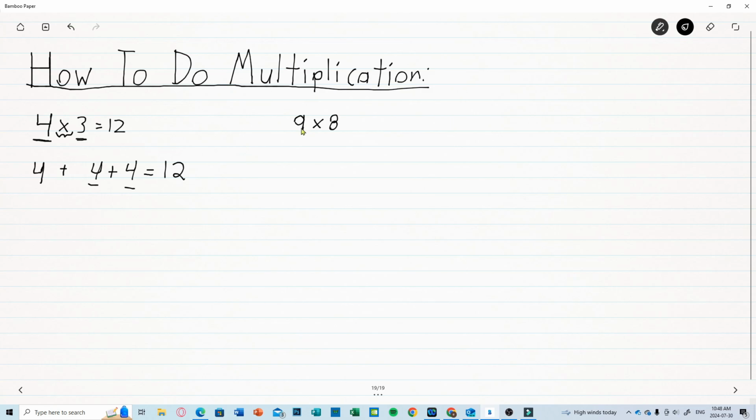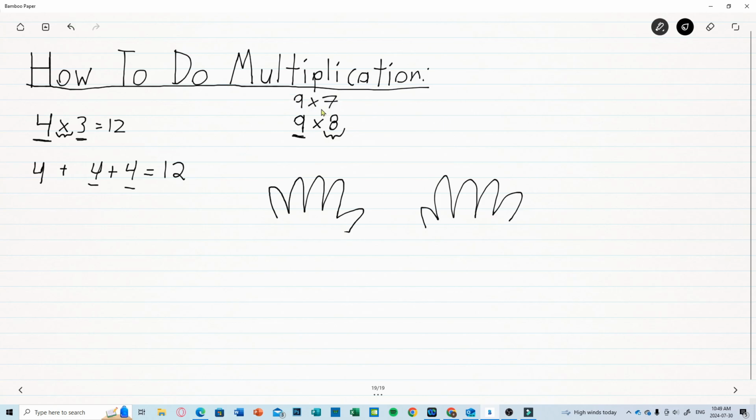Well, there's actually a trick for 9s. So I'll try to draw this to the best I can. So this will be your hand. You have 5 fingers on your one hand and 5 fingers on your other hand. With 9 multiplication, what you're able to do is count whatever the second number is. So let's say we had 9 times 7, we're going to count 7. But for 9 times 8, we're going to count 8.